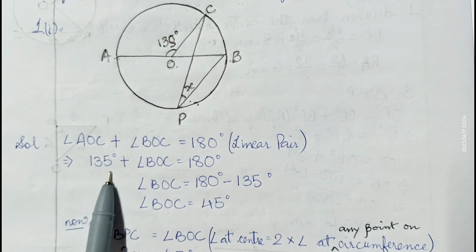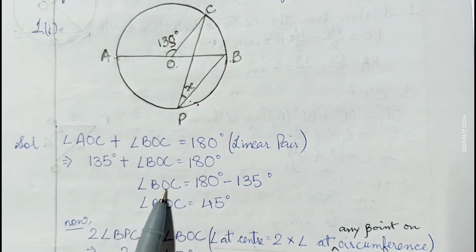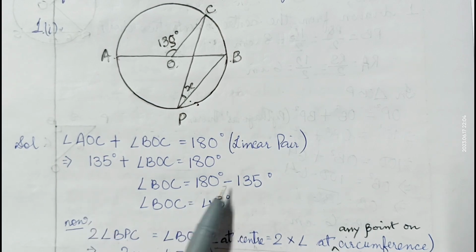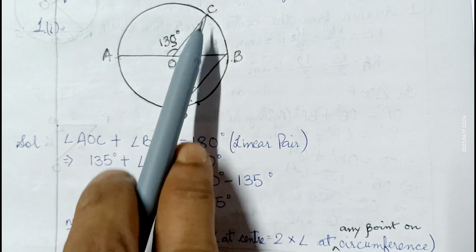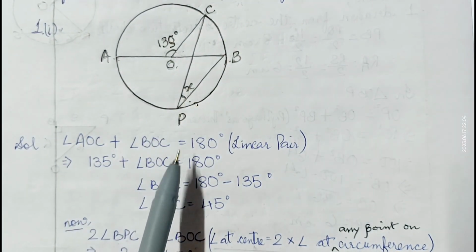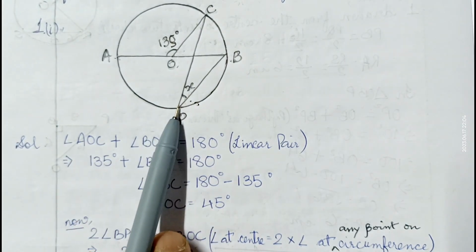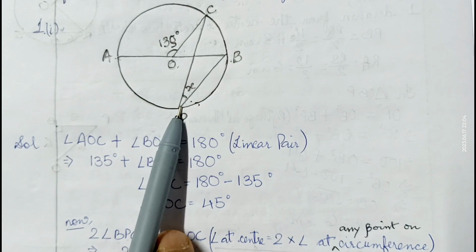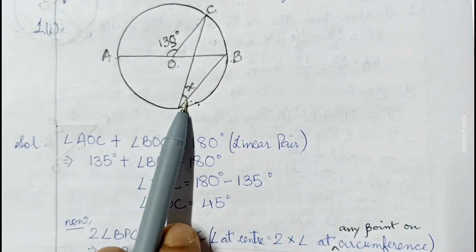AOC is given as 135, BOC is not known, and the sum equals 180. So BOC will be 180 minus 135, which gives 45 degrees. That means angle BOC, this angle, is 45 degrees. Now we know the angle formed at the center is twice the angle at any point in the remaining part of the circle. So this angle we got is 45 and this angle is x.